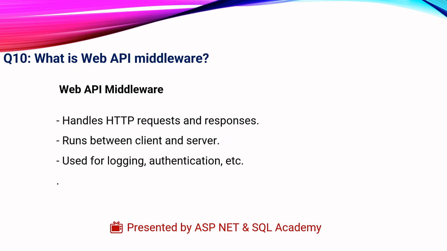Middleware in Web API is a component that handles HTTP requests and responses. It runs in the request pipeline between the client and server, often used for logging, authentication, and modifying requests or responses.